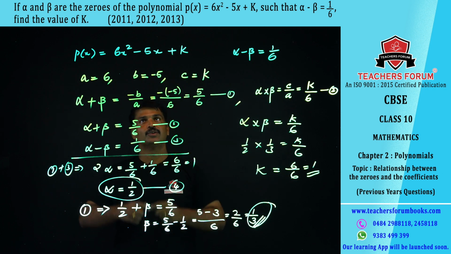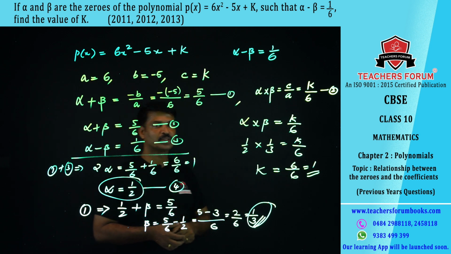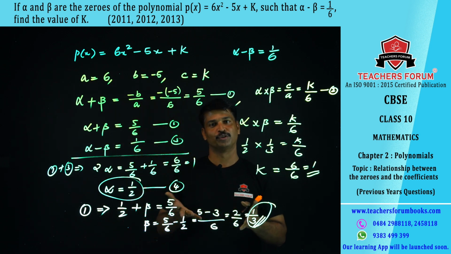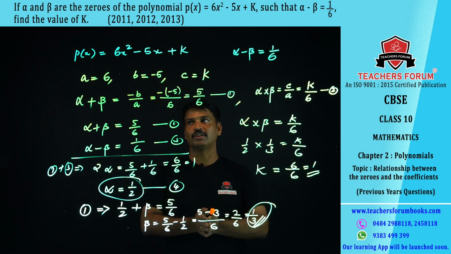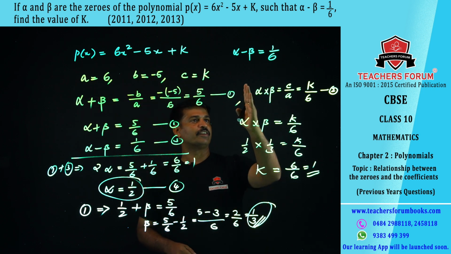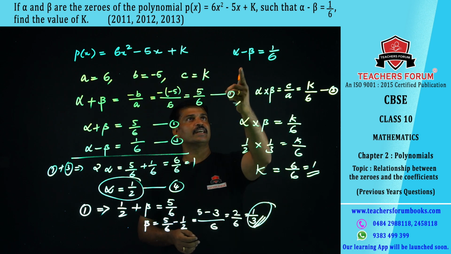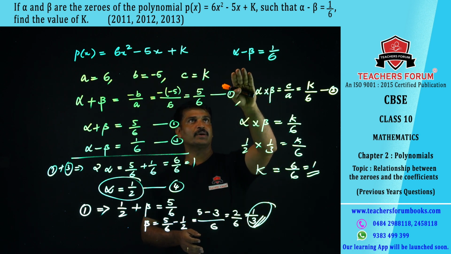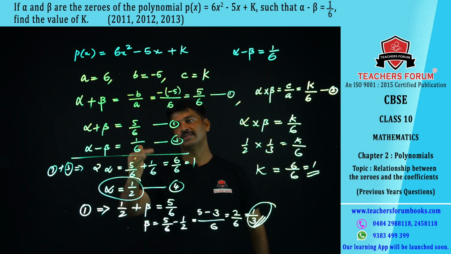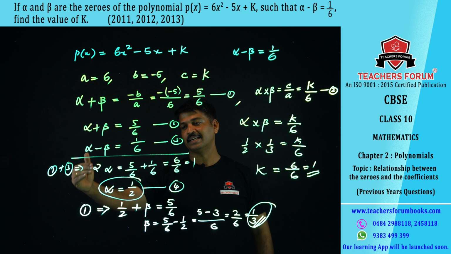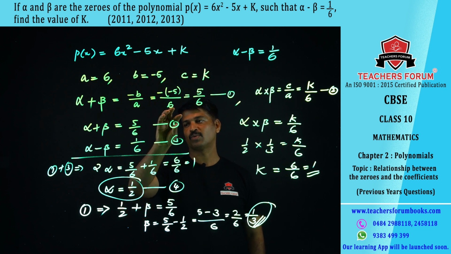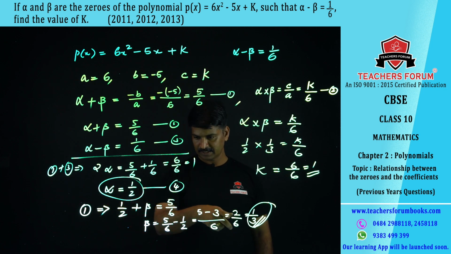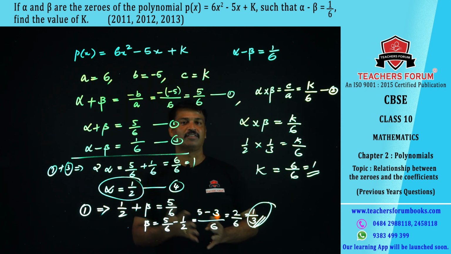Is it clear? You are given a quadratic polynomial. It is given that alpha and beta are the zeros of the given polynomial. So whenever you are given that alpha and beta are the zeros, first you have to find alpha plus beta, then you find alpha into beta. Here it is given that alpha minus beta is 1 by 6 and alpha plus beta is equal to 5 by 6. When you just add, beta gets cancelled and you get the value of alpha, which is 1 by 2. Substituting this value in equation number 1, you get the value of beta as 1 by 3.